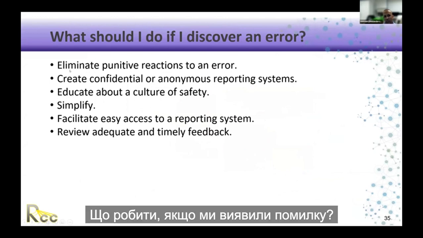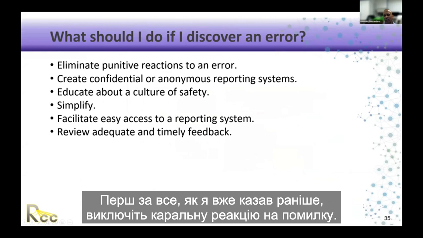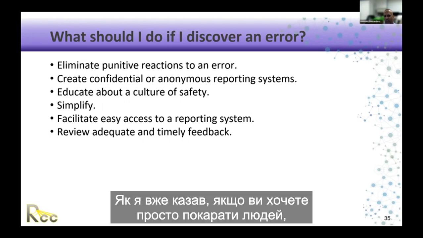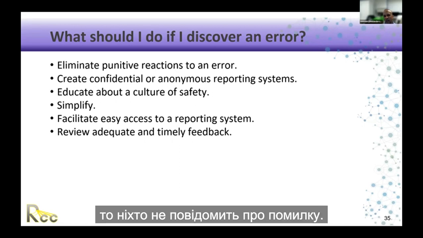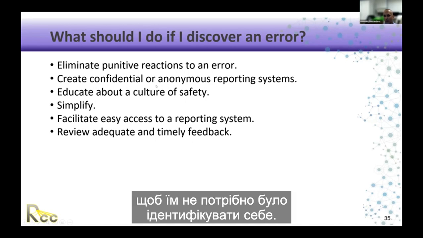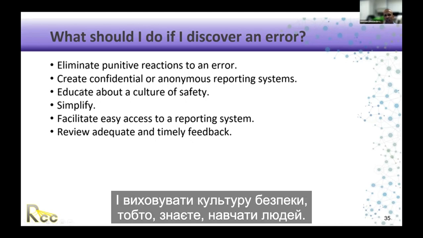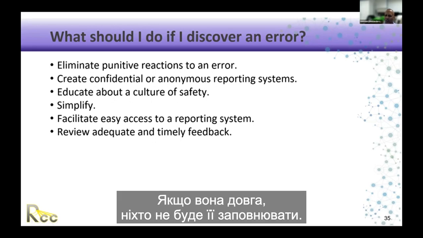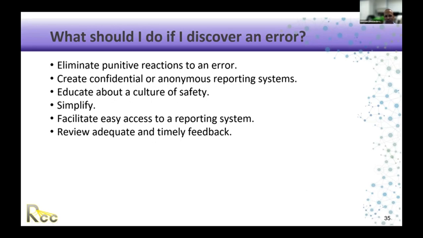What should we do if we discover an error? First of all, like I said earlier, eliminate punitive reaction to an error. Don't punish anybody. Create a system that prevents these errors. Like I said, if you're out just to punish people, nobody's going to report the error, and we're not going to learn from that. Create a confidential way for people to report so they don't have to identify themselves, and educate about the culture of safety, which is, you know, train people. Simplify. Don't make it complicated, because if it's a long one, nobody's going to follow it. Make it simple.